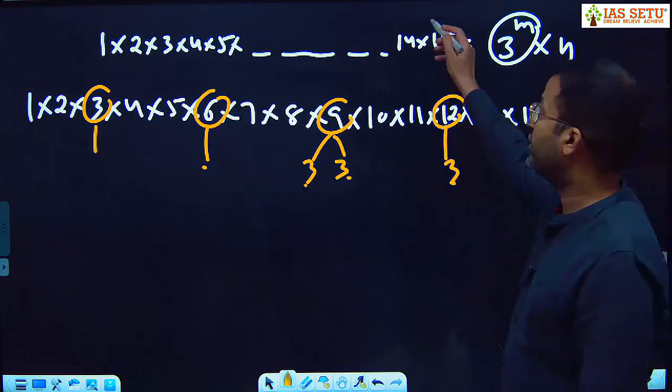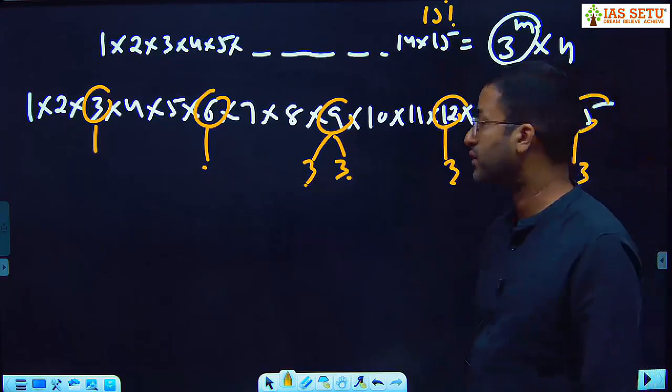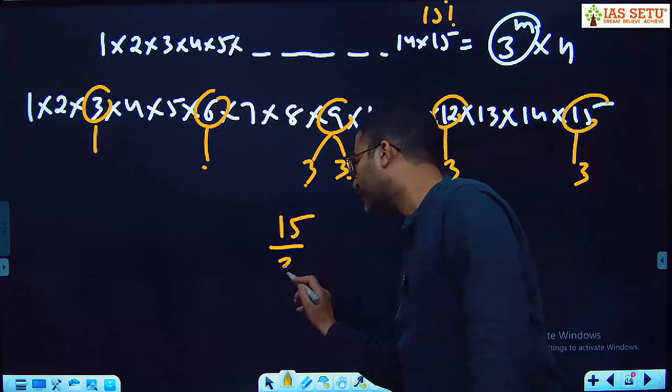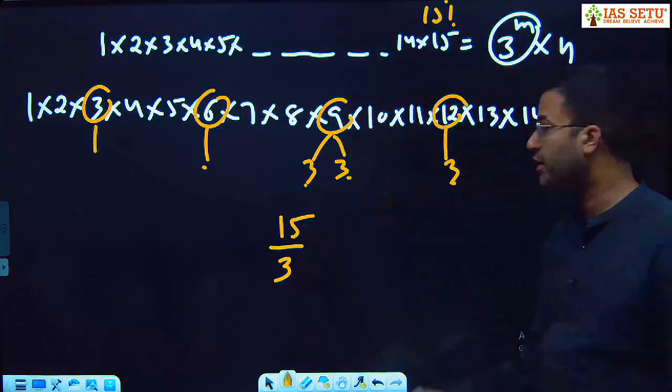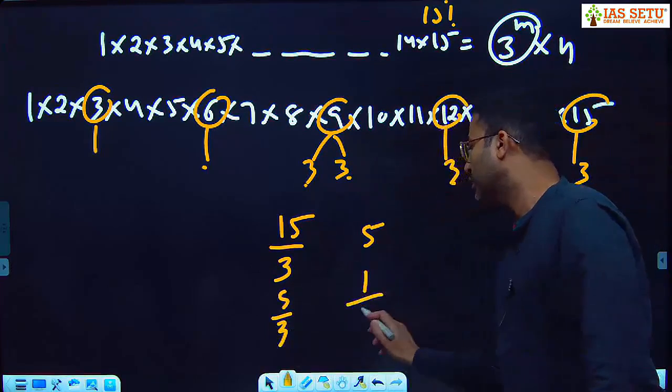And what is this 15 factorial? What is our shortcut in 15 factorial? How many 3s are there? For that you have to divide by 3. 15 divided by 3 we get 5. 5 divided by 3 you get 1. So your answer is 6.